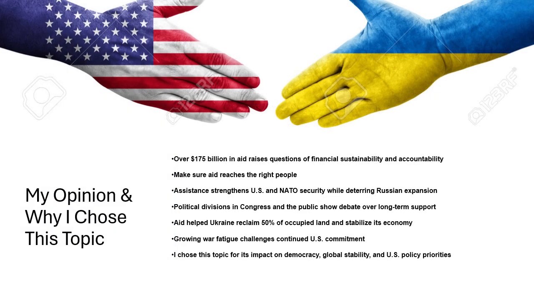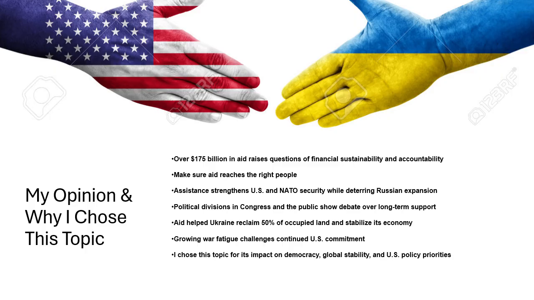Opinion and why I chose this topic. First, the financial burden. With over 175 billion spent, many question how much longer the U.S. can sustain this level of support. Secondly, accountability, ensuring aid reaches its intended targets and isn't lost to corruption. Third, national security. Continued support helps deter Russian expansion and protect NATO allies. Fourth, political division. Opinions on aid have become sharply split in Congress and among the public.